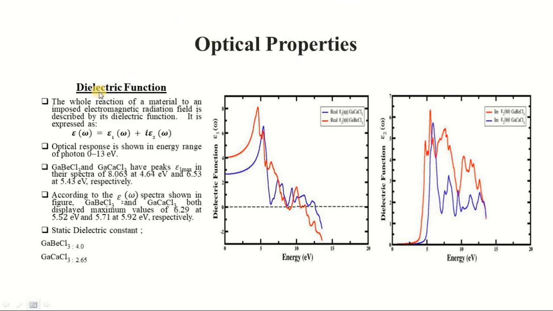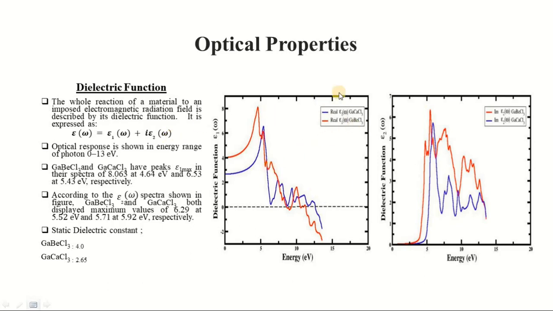Now, optical properties. In optical properties, the first one is the dielectric function. The whole reaction of a material to an exposed electromagnetic radiation is described by the dielectric function. The dielectric function is represented as epsilon omega, which is equal to epsilon 1 omega plus i epsilon 2 omega. Here epsilon 1 omega is responsible for the polarization effect in the material and is called the real dielectric constant, whereas epsilon 2 omega represents the heat dissipation inside the material, especially in dielectrics.